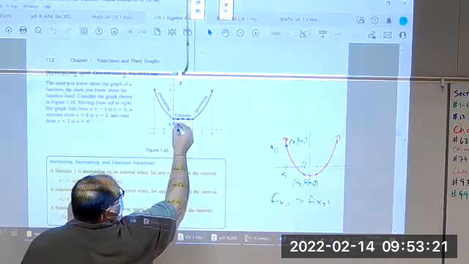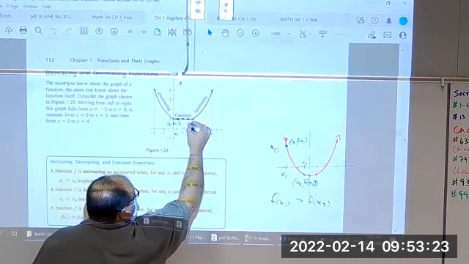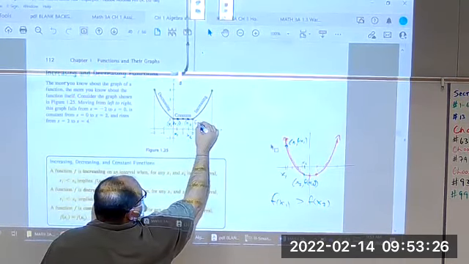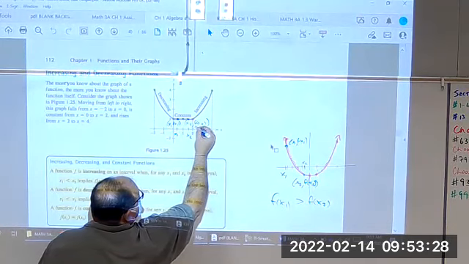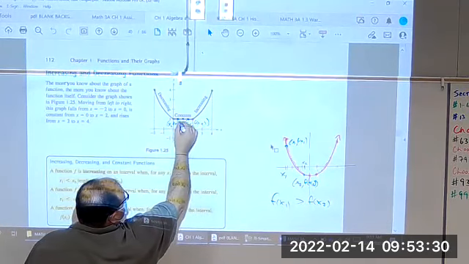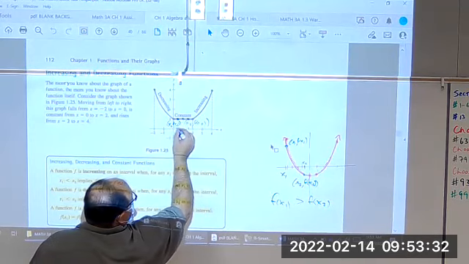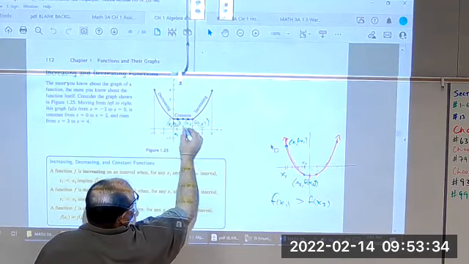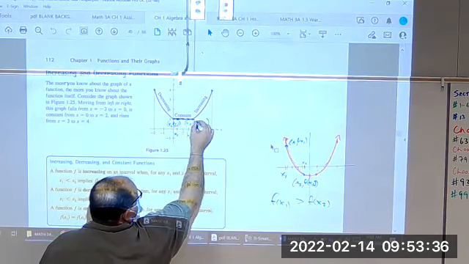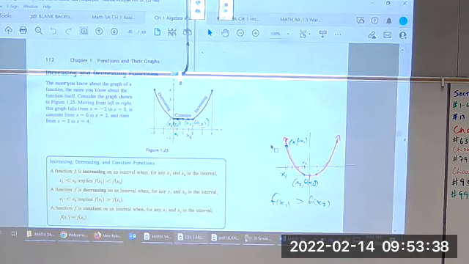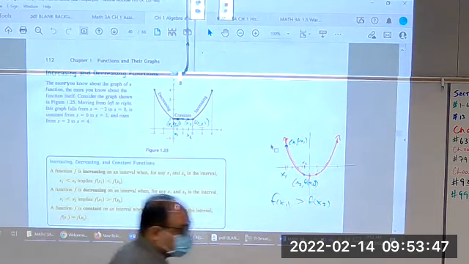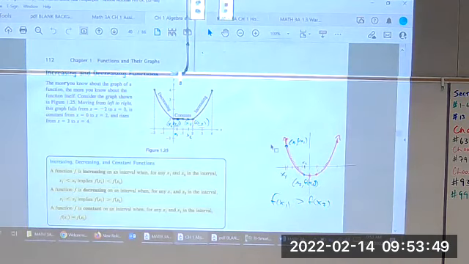f of x sub 1, x sub 2, f of x sub 2. So as you go from this point to that point, this y value and that y value are exactly the same y values. It's constant on that interval. But again, establishing left to right. It's always about left to right.